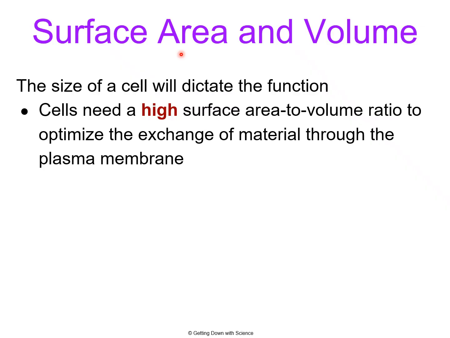So this is pretty much the focal point of this topic. The size of a cell will dictate the function of the cell. Cells need a high surface area to volume ratio in order to optimize the exchange of materials across the plasma membrane. So here's the key takeaway. A high surface area to volume ratio is good.